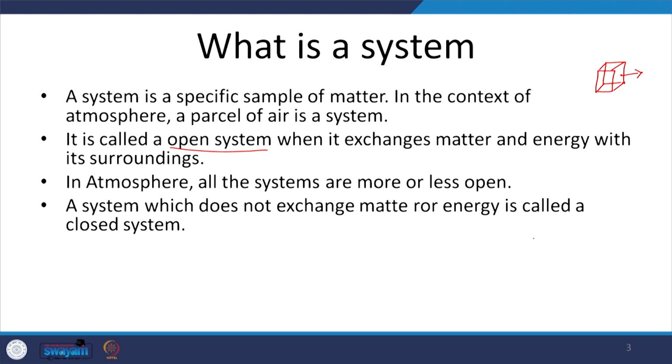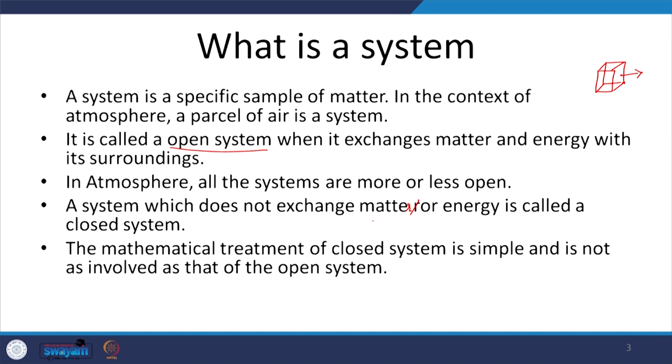A system which does not exchange matter or energy is called a closed system. So, it is quite contrary to the definition of the open system, nothing else. The mathematical treatment of a closed system is simple and is not as involved as that of an open system. I mean, as the definition goes itself, because you are not allowing any interaction. So, it is very easy for you to write equations of motion within the closed system because there are no interaction terms.